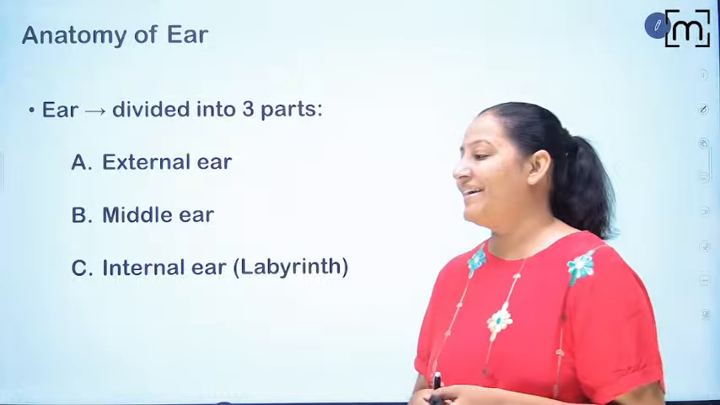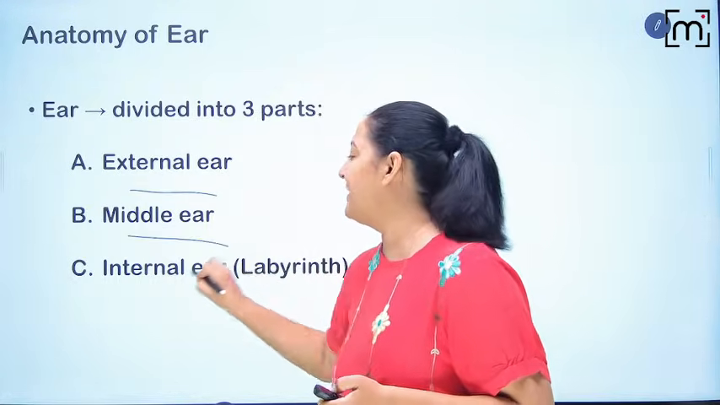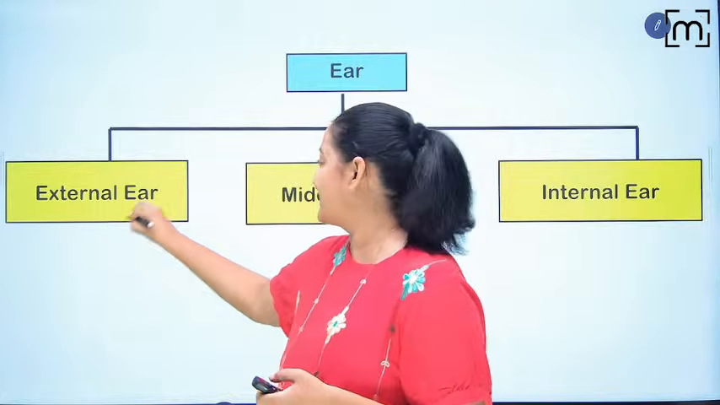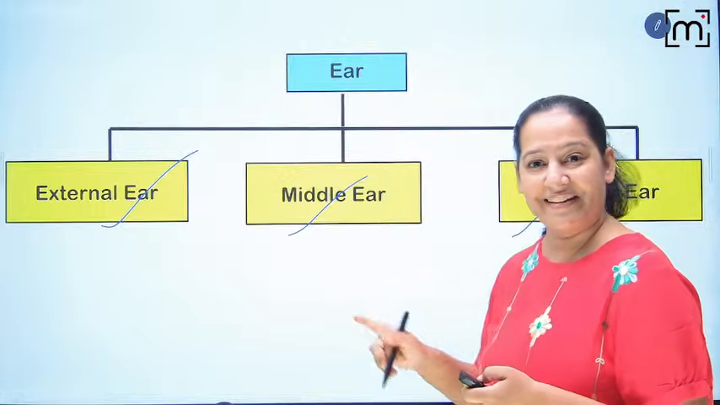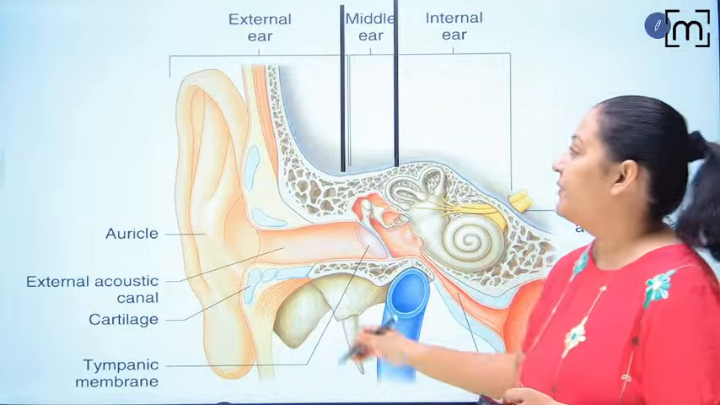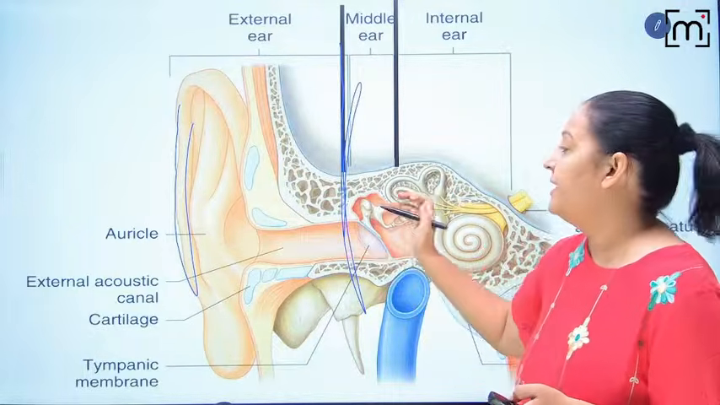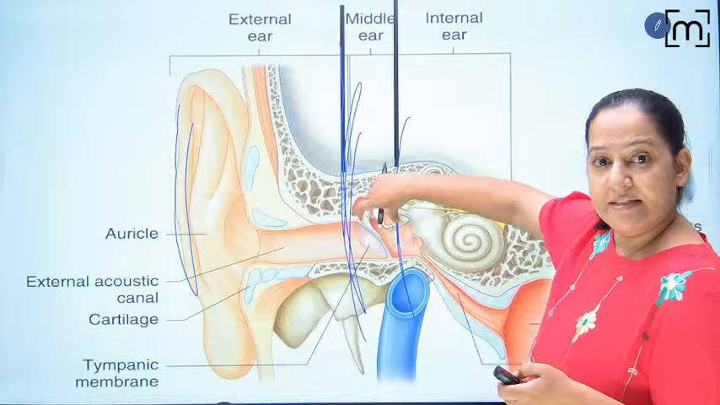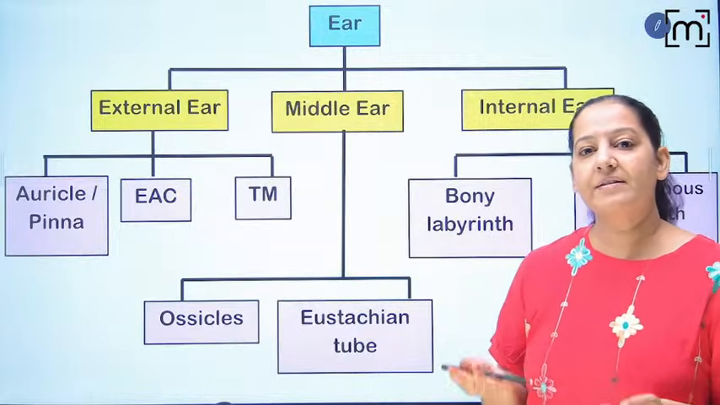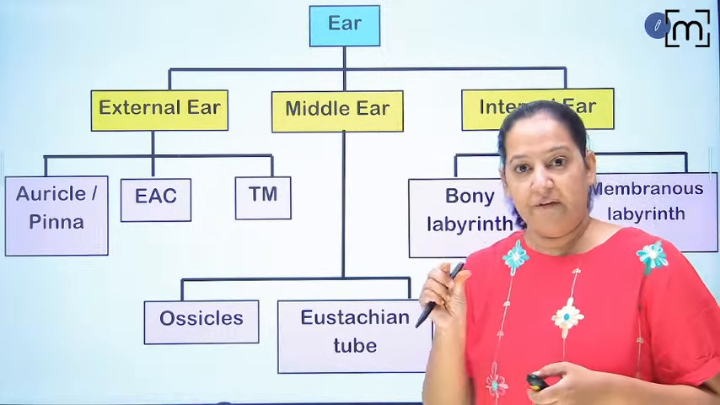We all know we divide the ear into 3 portions. What are the 3 portions we divide the ear? External ear, middle ear, and internal ear. You can see these are the 3 portions over here. From here till here, it's external ear. I will tell you the parts. From here till here, this is the middle ear, and from here onwards till end, it is the internal ear. So what are the structures in the external ear, in the middle ear, in the internal ear? We have to see a little bit.